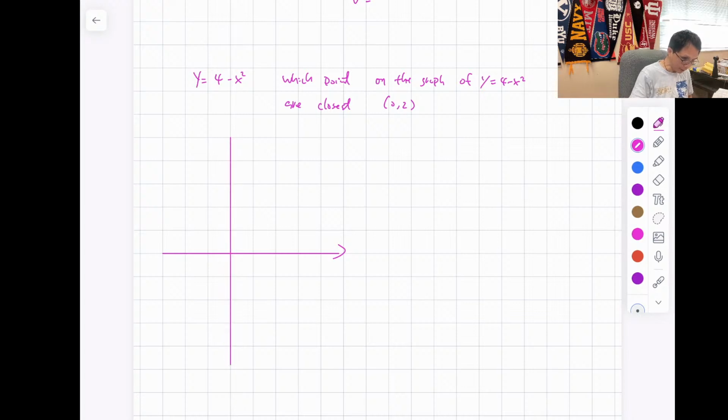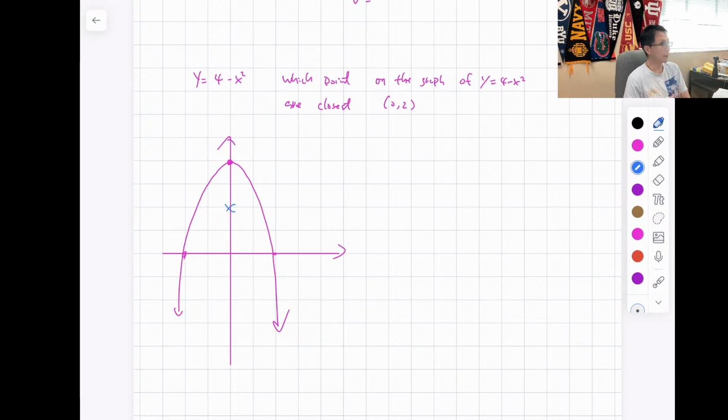Again, some of you may not know how to graph, but 4 minus x squared is basically x squared upside down, shifted up by 4. And it should intercept at 2, so this graph is going to be like this. Okay, so this point is 0, 2. Which point on the graph is going to be the closest to that point, the blue point here? Where do you think the point on the graph is closest to the dot there?